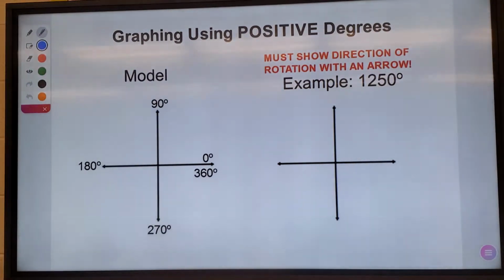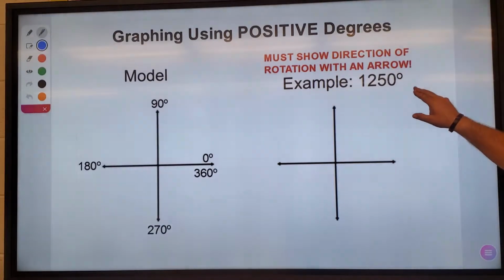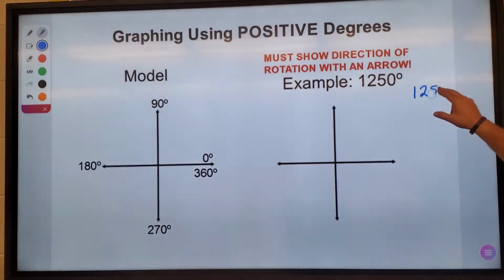Okay. So what are we going to do here? The thing that you're going to do is you're going to do one of 2 things. You're going to either add or subtract 360 degrees. Okay, so if I have 1,250, that is a large enough positive number that I can just subtract.